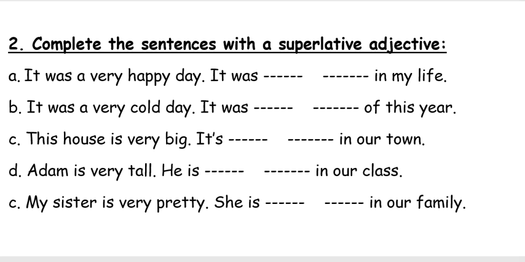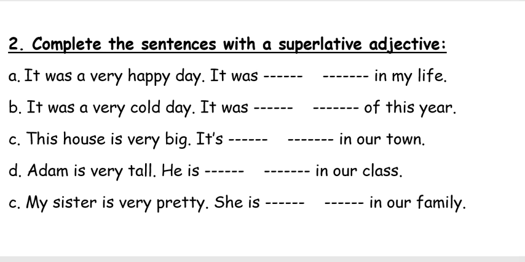Now let's move to exercise number 2. Complete the sentences with a superlative adjective. And this exercise will be homework. Number A, it was a very happy day. It was the happiest day in my life. So I'm comparing this day to the rest of the days in my life. So I'm going to use a superlative adjective. B, it was a very cold day. It was the coldest day of this year.